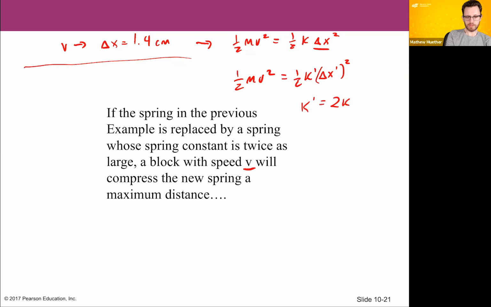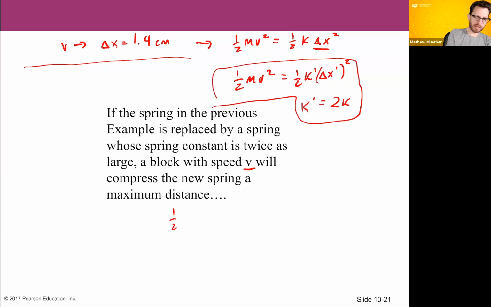How do the compressions compare? Well, let's plug that in here. So let's see. This expression plus this expression tells me that 1/2 mv squared has got to equal 1/2 times twice K delta X prime squared.